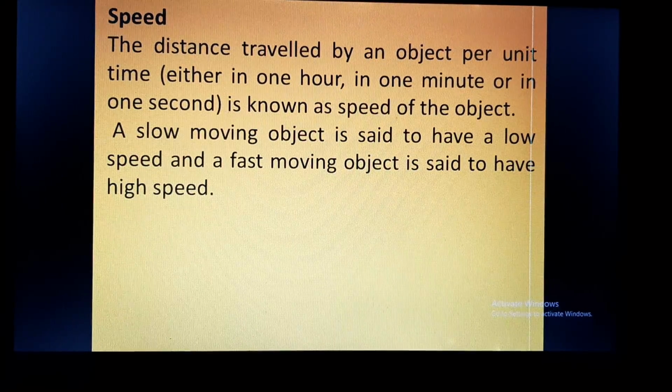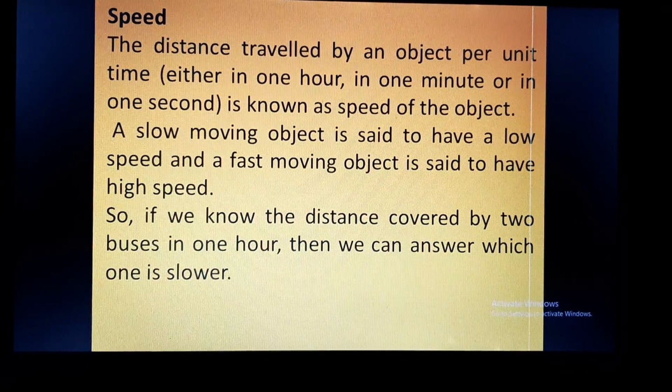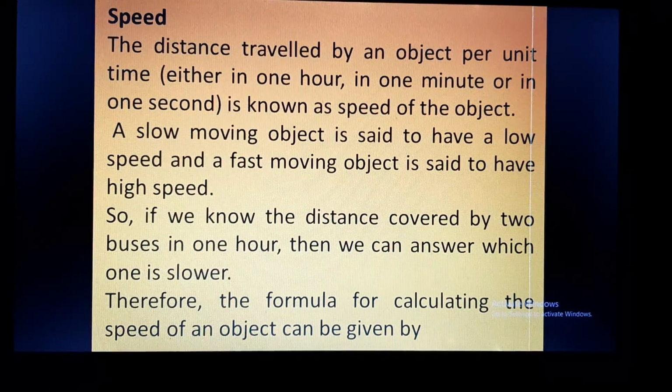A slow moving object will have low speed and a fast moving object will have high speed. So if we know the distance covered by two buses in 1 hour, then we can answer which one is slower. If one bus is traveling 25 kilometers in 1 hour, another bus is traveling 50 kilometers in 1 hour, we'll say the speed of the bus which is traveling 50 kilometers in 1 hour is more and 25 kilometers in 1 hour is slow.